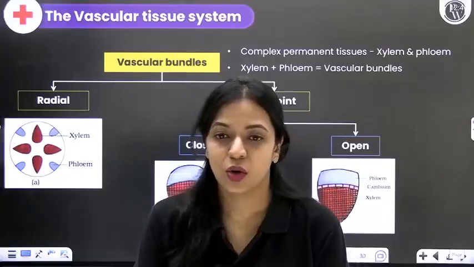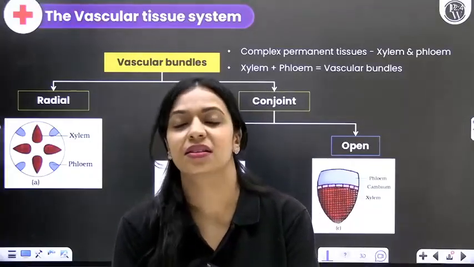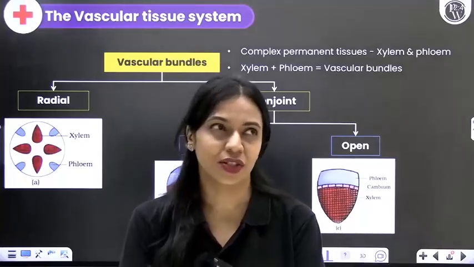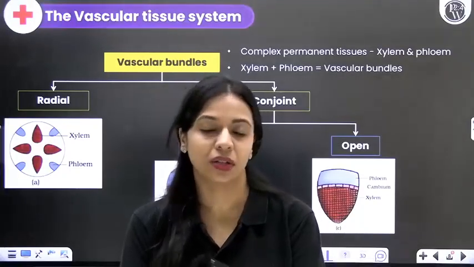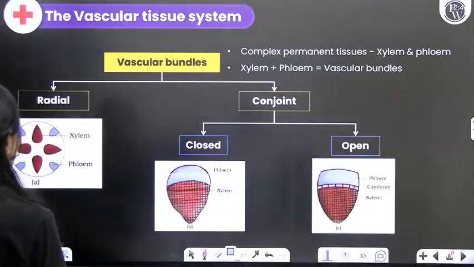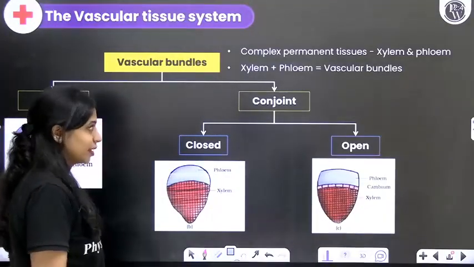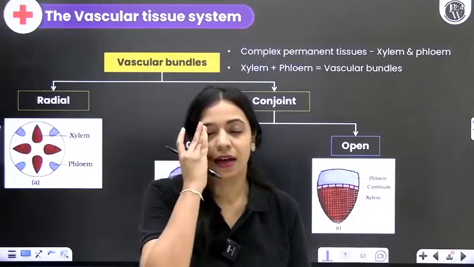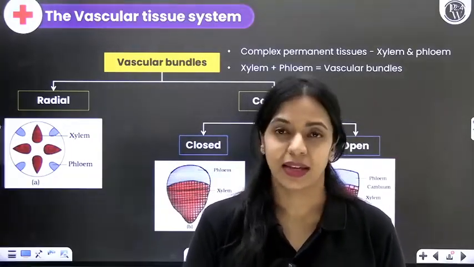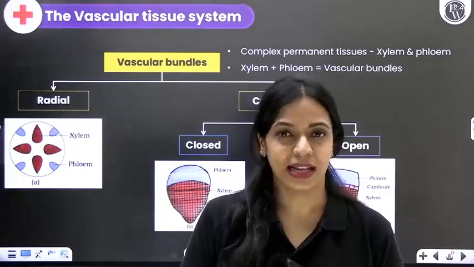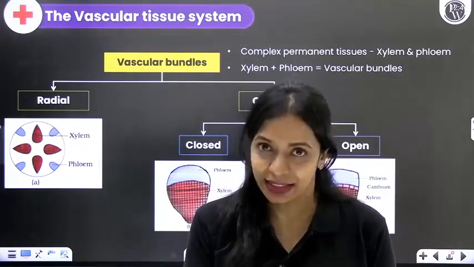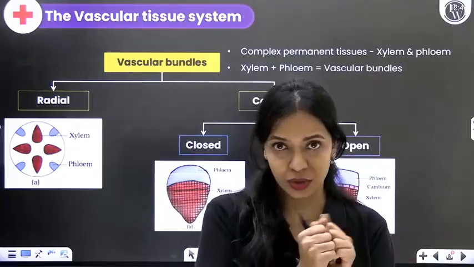Okay, so the vascular tissue system basically consists of your vascular bundles, which is your xylem and phloem. What is its function? Its function is to help in transport of water and minerals and food across different parts of the plant, right? So vascular bundles, depending upon how they are arranged, you have different kinds. One type is radial and the other type is called conjoint. In radial type of vascular bundle, xylem and phloem are present in separate bundles. In conjoint, they are both present together, joined together.